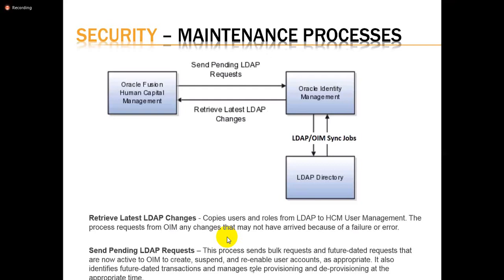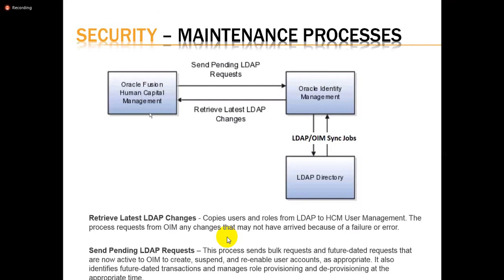So this process sends a bulk request about future dated requests and the current user statuses, and those statuses will be informed to the identity management. Identity management will know that someone has got terminated, or someone got created, so automatically assign this role. So whenever those changes are applied here, for example, a new hire is created, then for this new hire, automatically assign some roles.